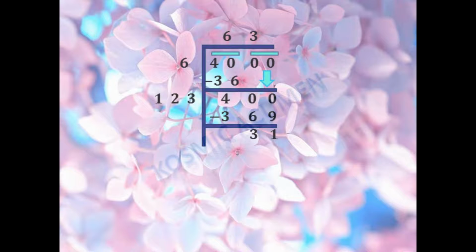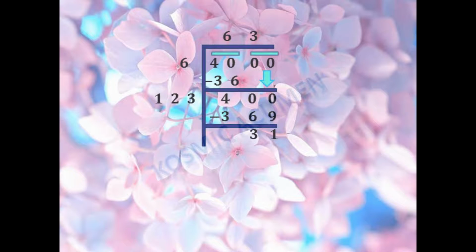Here also I'm placing my bars like this. Now I see that 6 multiplied by 6 will give me 36. When I subtract 36 from 40, I get 4. And I'm bringing the 2 zeros of the second bar down and I have a number 400. I'm also adding 6 and 6. That gives me 12.